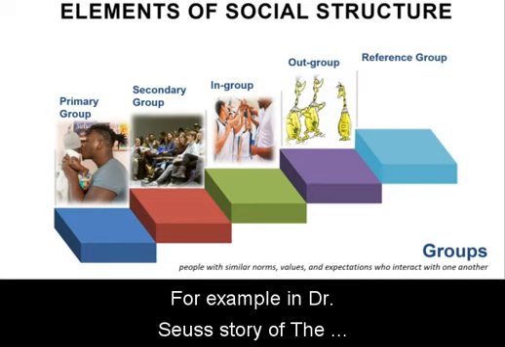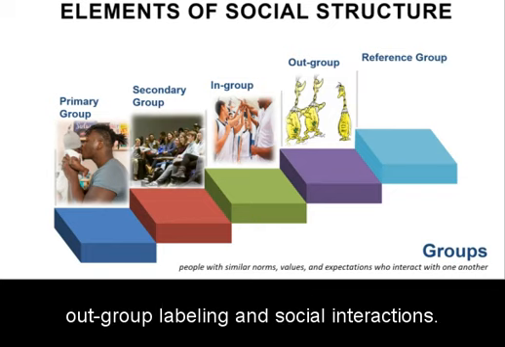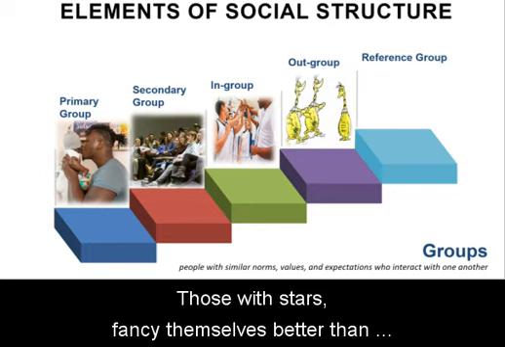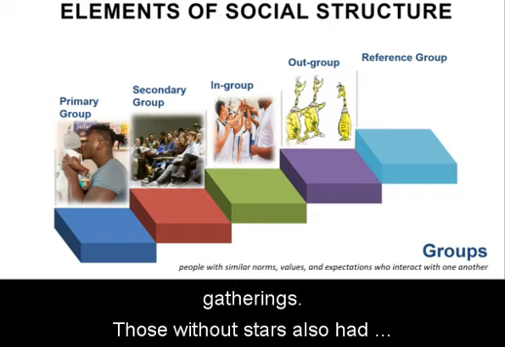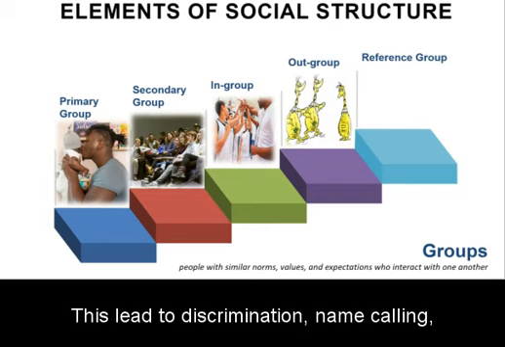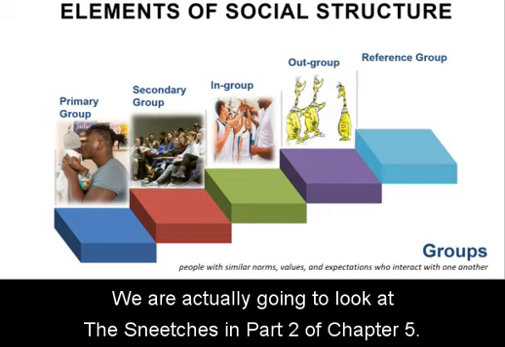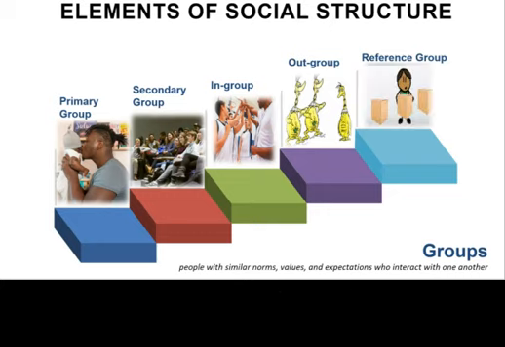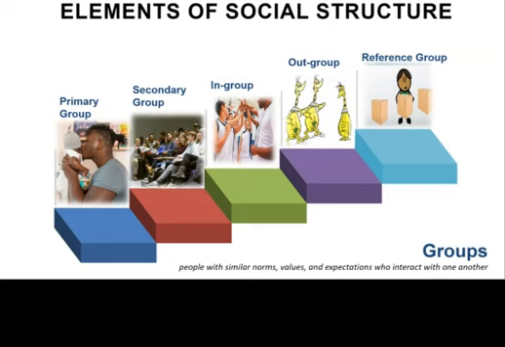For example, in Dr. Seuss's story of the Sneetches, it's one of the best to illustrate in-group and out-group labeling in social interaction. Those with stars fancied themselves better than others and excluded those without stars from their social gatherings. Those without stars also had stereotypes about those with. This led to discrimination, name-calling, and social shunning. We're actually going to look at the Sneetches in part 2 of chapter 5. A reference group is a group that we use as a standard for our behavior.